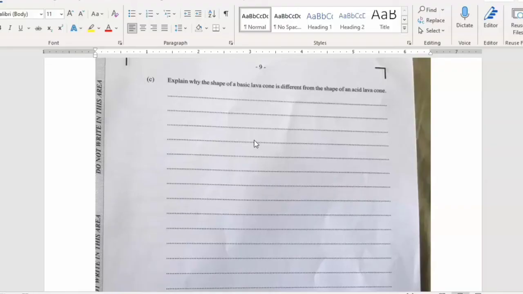Now for the acid lava, it is very high in silica content, which makes it very viscous or thick. Now, because of its viscosity or thickness, it prevents it from flowing to great distance. Now, the acid lava creates steep-sided domes such as composite or stratovolcanoes.